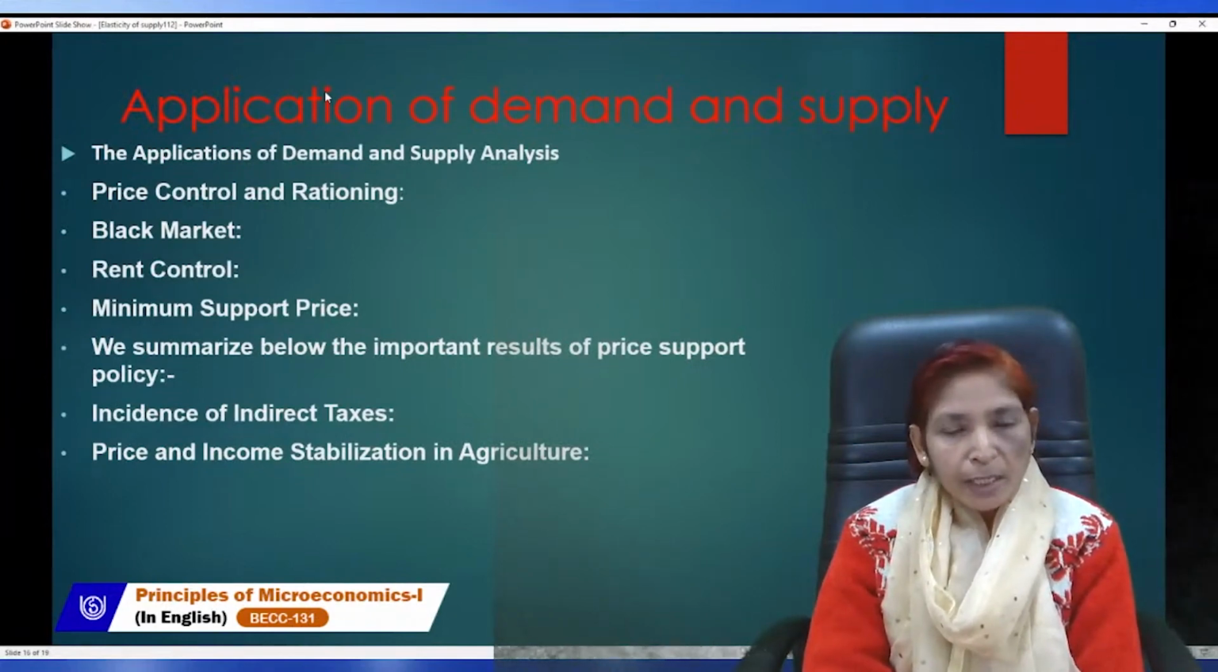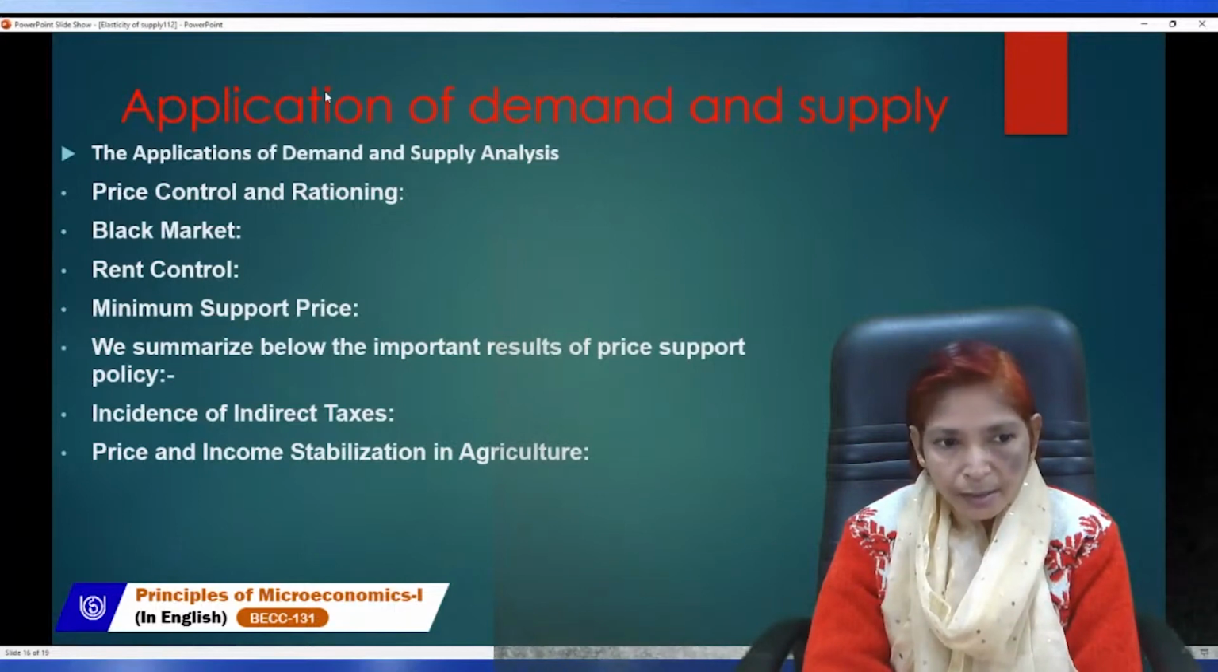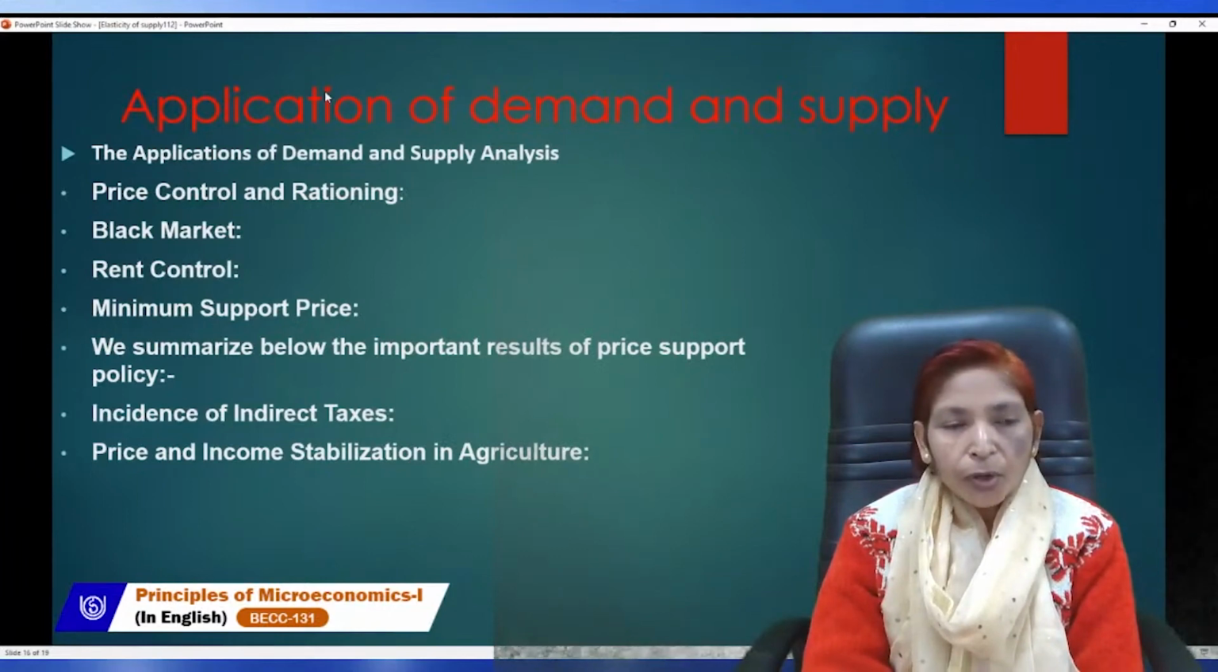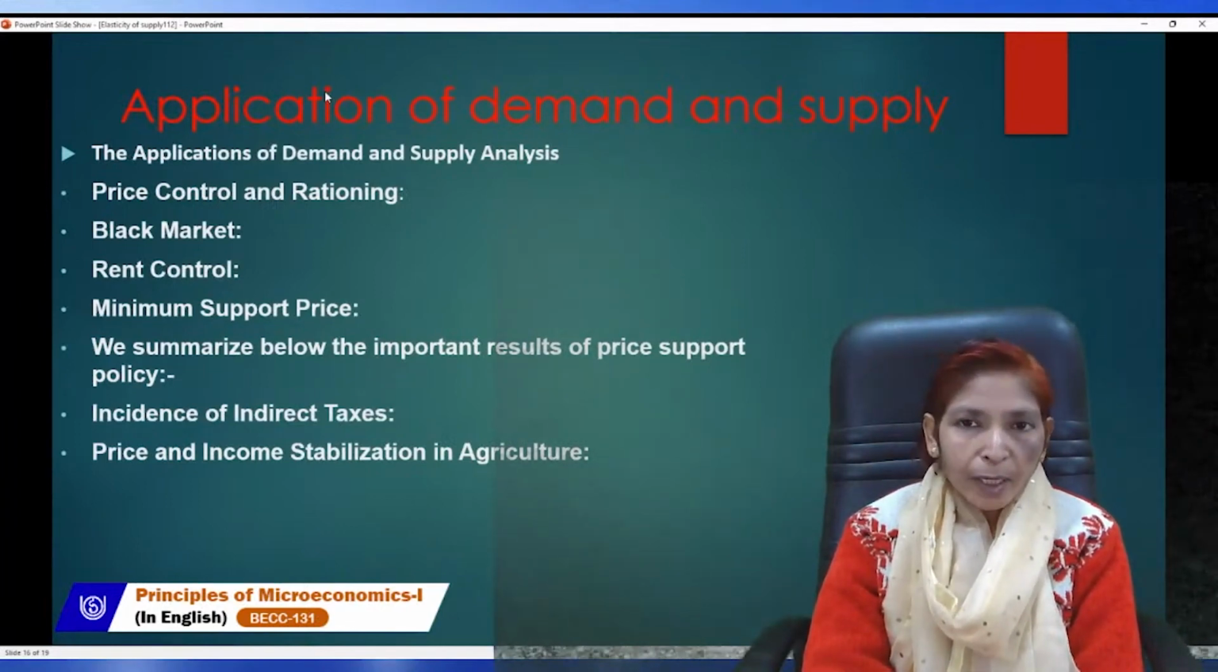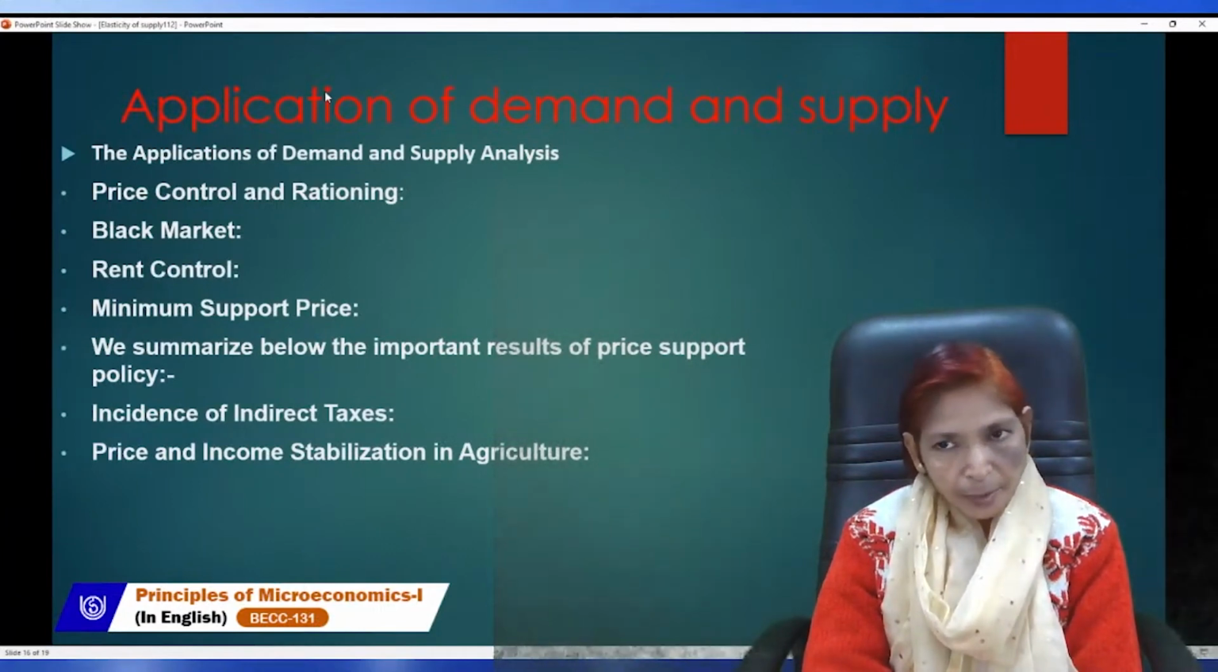The applications of demand and supply analysis: in this we can know about price control and rationing, black market, rent control, minimum support price. We summarize below the important results of price support policy, incidence of indirect taxes, and price and income stabilization in agriculture. If you want to understand all these topics, all these concepts, then you must know about the theory of demand, theory of supply, and elasticity of demand and elasticity of supply.